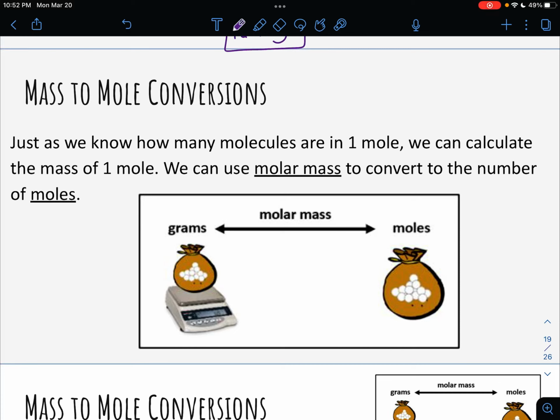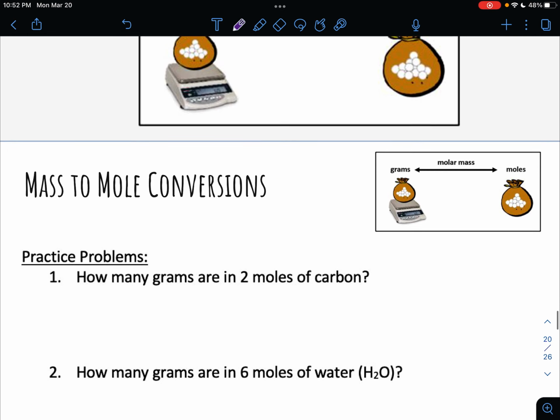The next set of conversions we're going to talk about is mass to mole conversions. Just like a few minutes ago, we knew that 1 mole is 6.022 times 10 to the 23rd things, right? Atoms or particles. Now we know that 1 mole also has an amount of weight. We can determine how much it weighs. So we can use the molar mass to convert between moles and grams. Let's look at a couple practice problems.